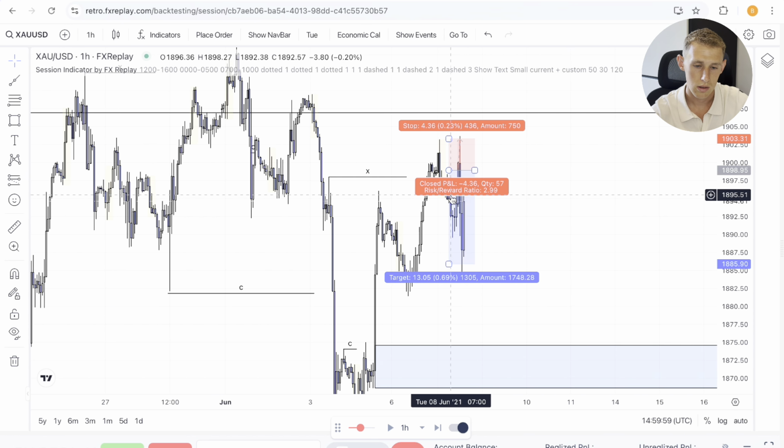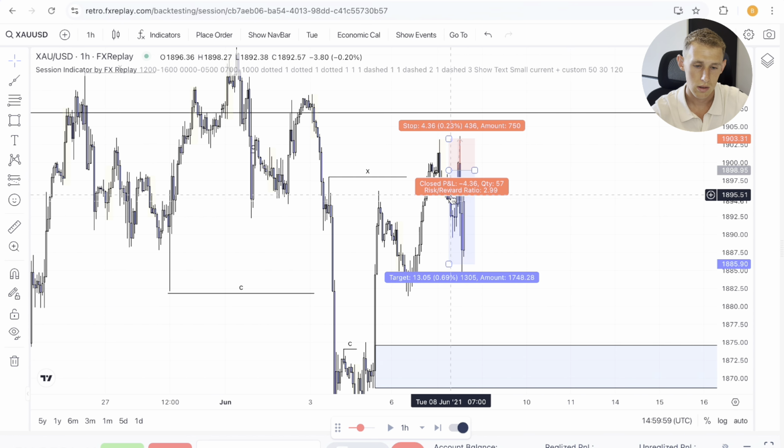Okay, so I'm going to fast forward Asian session. Okay, Asia high taken out. Yeah, there we go. That's what I wanted to see. So sweep of the highs, change of character, area of supply created. This is a valid entry.